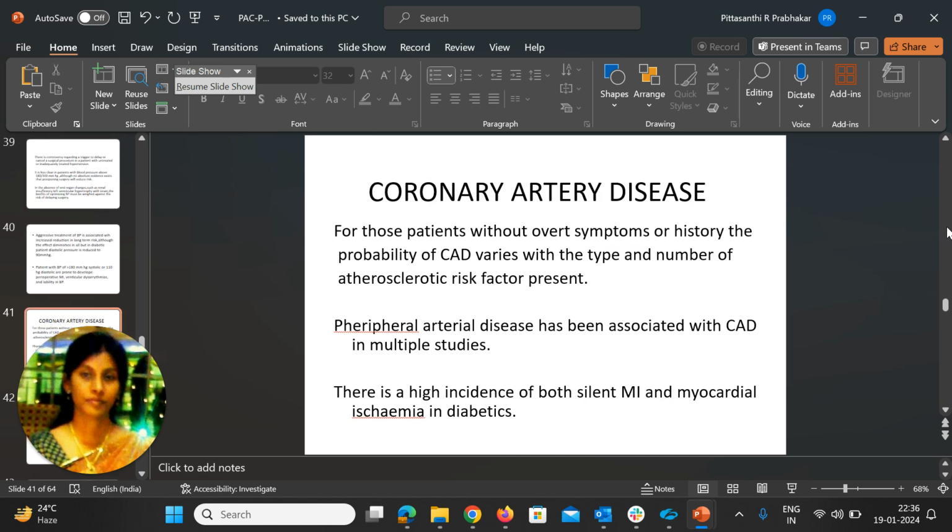Coronary artery disease. For those patients without overt symptoms or history, the probability of coronary artery disease varies with the type and number of atherosclerotic risk factors present. Peripheral arterial disease has been associated with coronary artery disease in multiple studies. There is a high incidence of both silent MI and myocardial ischemia in diabetes.